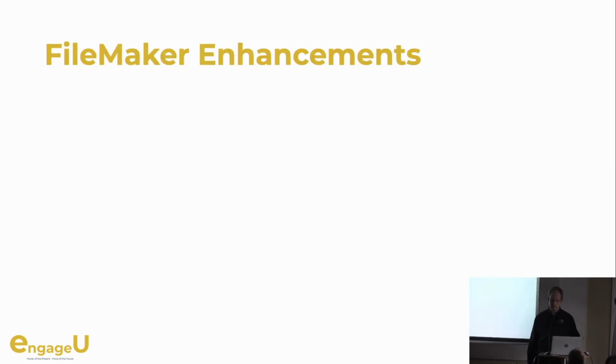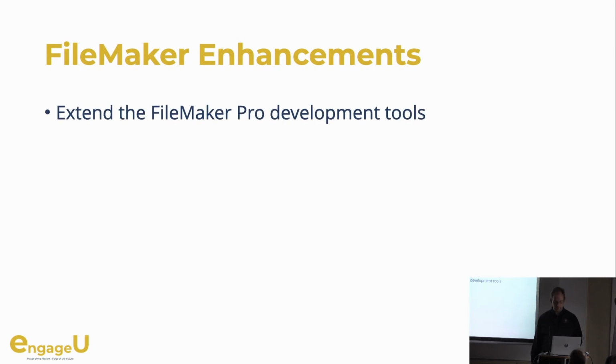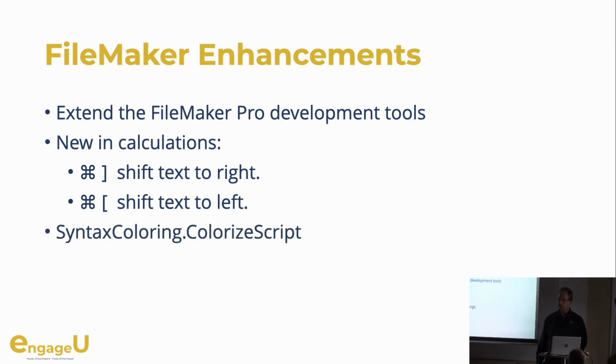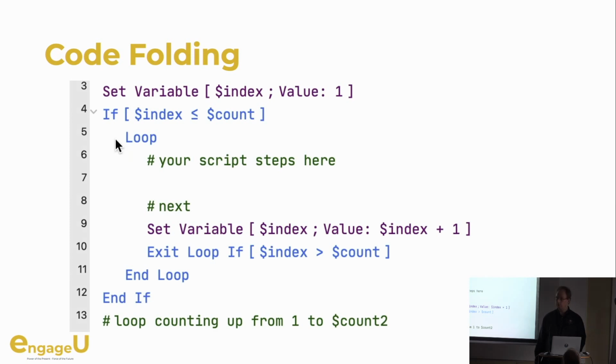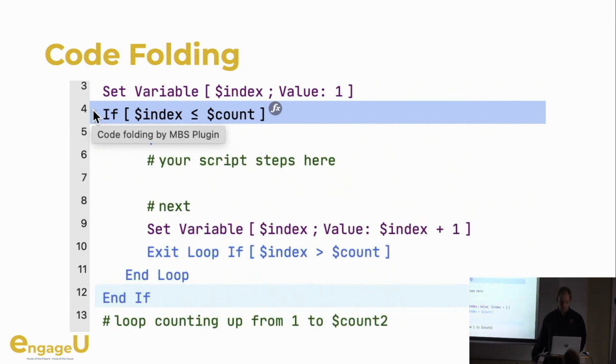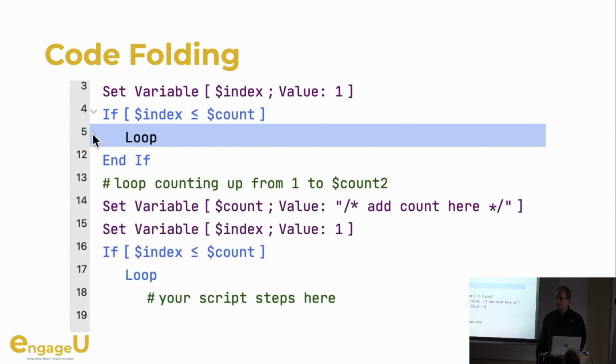Then we have a couple of enhancements for FileMaker itself, for the development tools. New in the calculations are, in the last version, shortcuts to move text left and right, so you can indent your calculations. We also got a function to colorize a script. So if you copy script text and you'd like to colorize it, to put it on your blog, we got a separate function for that. We also got functions for code folding, and a lot of people already like that you can just look into your scripts, and if the script is very long you can shrink the lines for a few blocks.